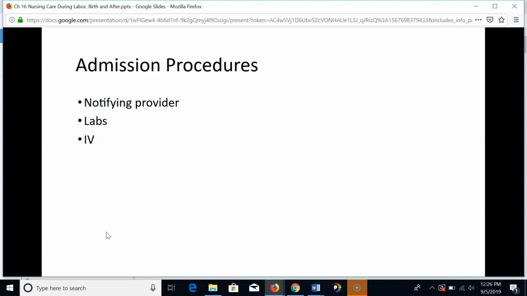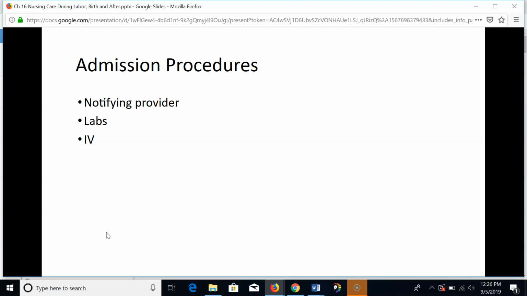If birth is not imminent, you typically will get a 20-minute fetal monitor strip on the infant before contacting the provider unless you see something abnormal. When you contact the provider, you will give them an SBAR, which will include the information you obtained during your assessment. If she is being admitted for labor, typically labs will be drawn at this point.